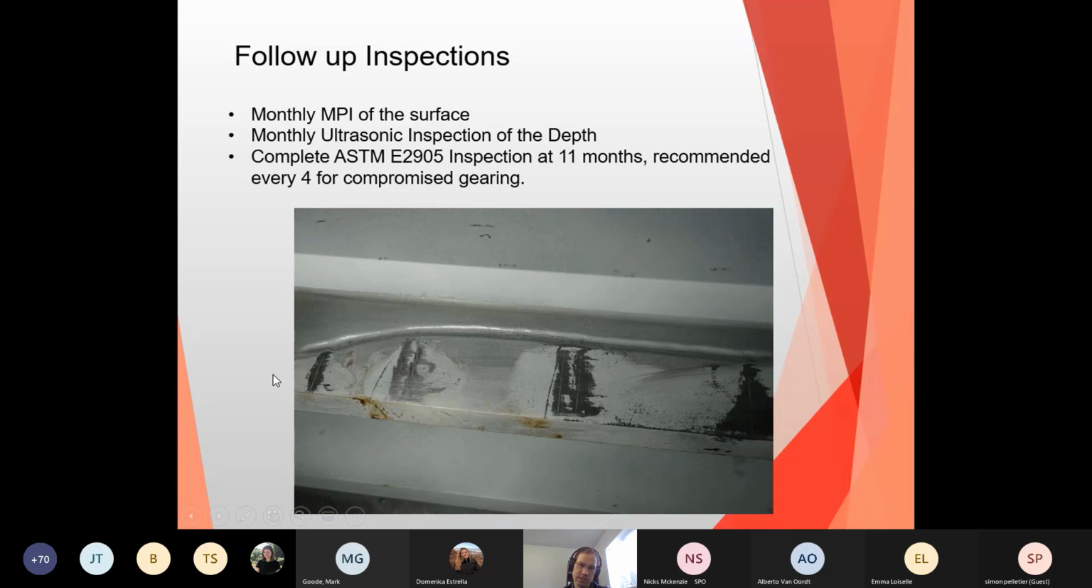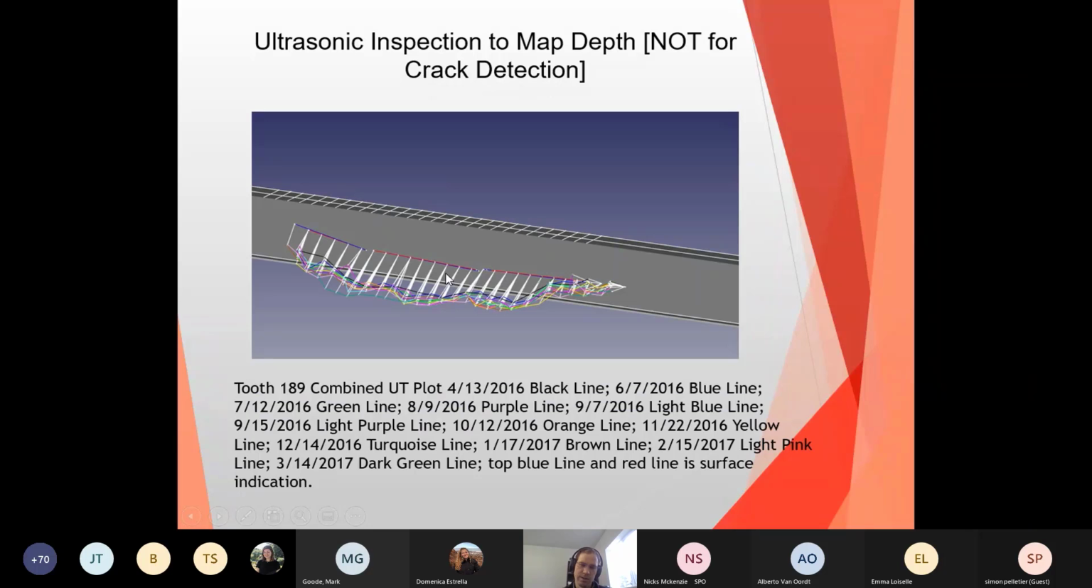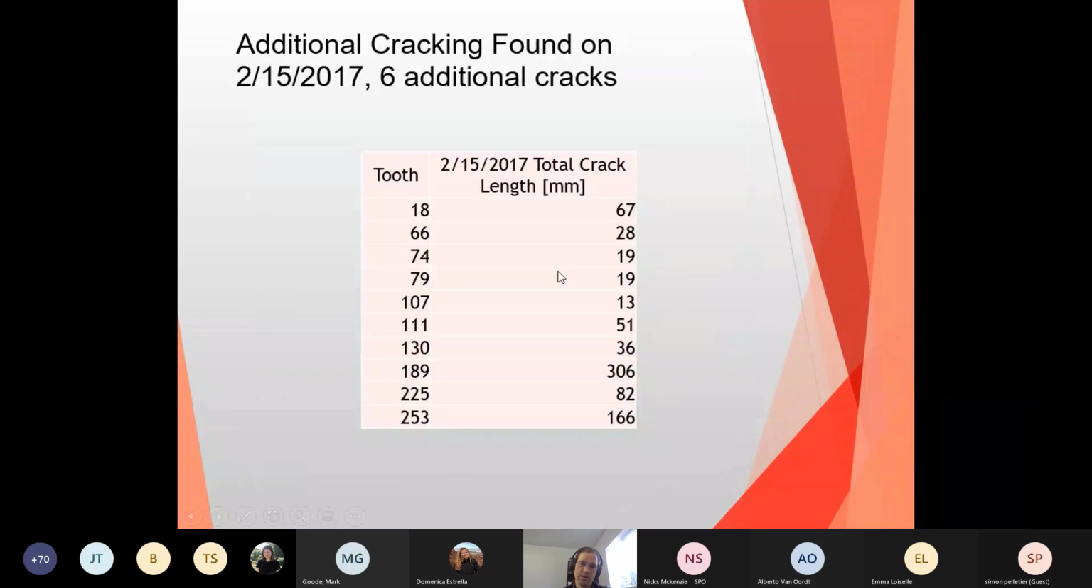A secondary inspection was conducted at 11 months. We recommended doing this every 4 months, but due to downtime constraints, we weren't able to conduct that. I'll show you shortly the additional cracks that were found within that. But here's some of the ultrasonic mapping of a crack, and here it's monitored over time, showing fairly stable indications at depth. Then towards the right-hand side of the screen, some additional propagation was found at the surface, and you can see it started to propagate at depth as well.